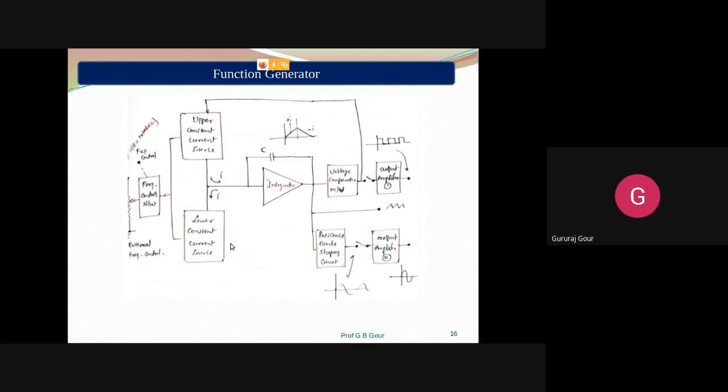So this is the typical block diagram of how the function generator operates. Details are there in the notes, you can refer to them later, already uploaded. Here you can see we have a frequency control network with external frequency control ranging from 0.01 Hertz to around 100 kilohertz. This frequency control is given as input to two current sources, the upper constant current source and the lower constant current source. So the main blocks of this function generator are current sources and an integrator.